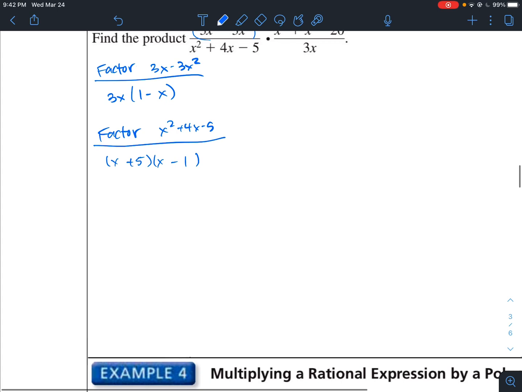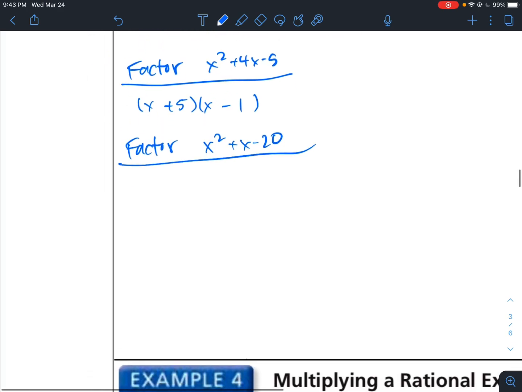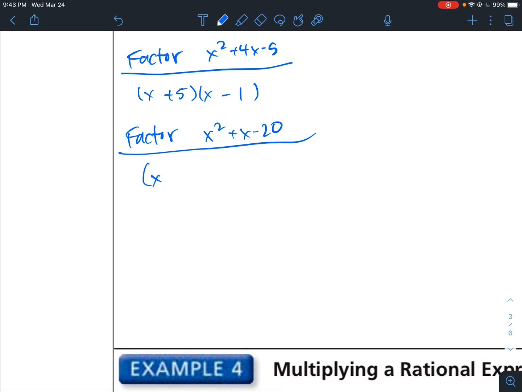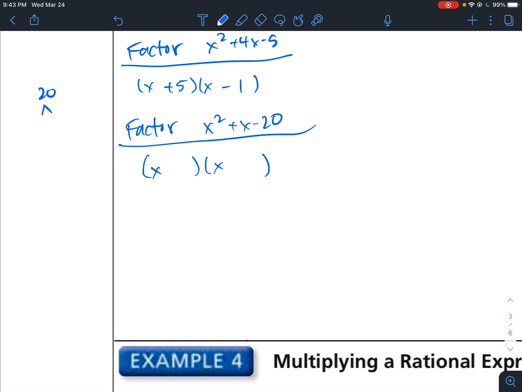So that's that factored. And then we're going to factor x squared plus x minus 20. So two numbers that multiply to be negative 20, but add to be 1. So let's take factors of 20. We can do 1 and 20, 2 and 10, 4 and 5. So that's probably going to be our best bet. So we'd have to have positive 5 and negative 4.